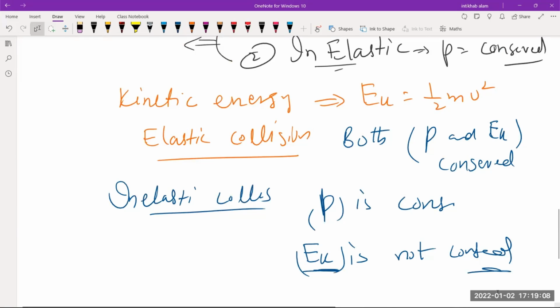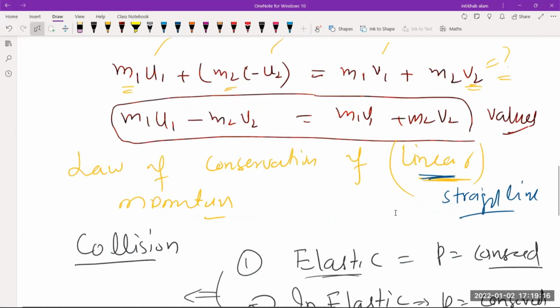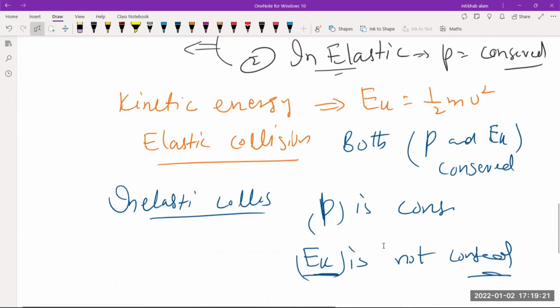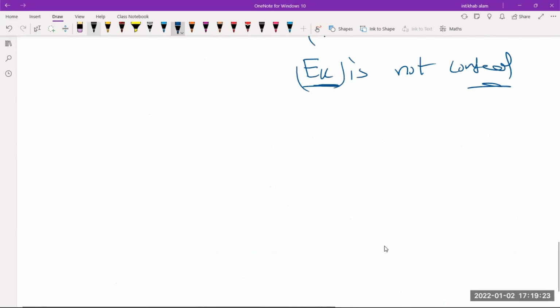So please remember that we have to take care of the collisions in the case of kinetic energy. So the collisions are of two types. They might be elastic, they might be inelastic. In any of the case, we are clear that conservation of momentum holds, but kinetic energy conservation doesn't hold.